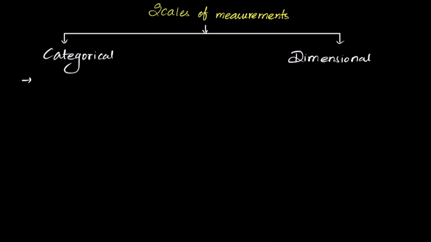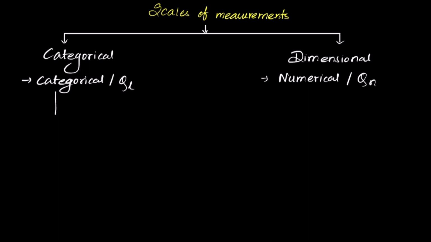If they use categorical data, which is also called qualitative data, then the type of scale is categorical scale. If the scale uses numerical data, which is also called quantitative data, then the type of scale is dimensional scale. Simple. There's your qualitative data and quantitative data. If qualitative data is present on a scale, then the scale of measurement is categorical scale. But if quantitative data is present on a scale, then the type of scale is dimensional scale.